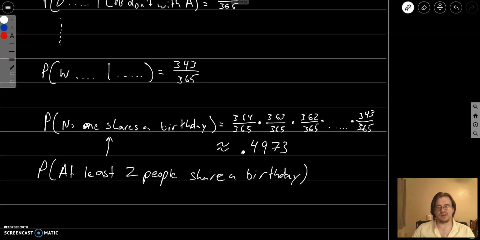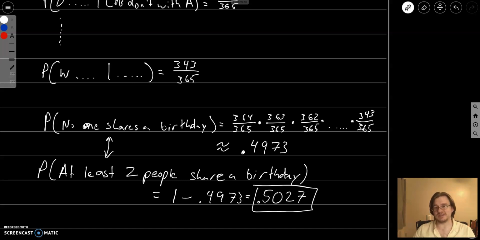These 2 events right here are complements of one another. If at least 2 people share a birthday, then this can't happen. If no one shares a birthday, then this can't happen. So not only disjoint, but they're complements of one another. So this probability is going to be the rest of the probability that this leaves behind. 1 minus 0.4973, which is going to be 0.527. So the probability that at least 2 people share a birthday is over 50%.